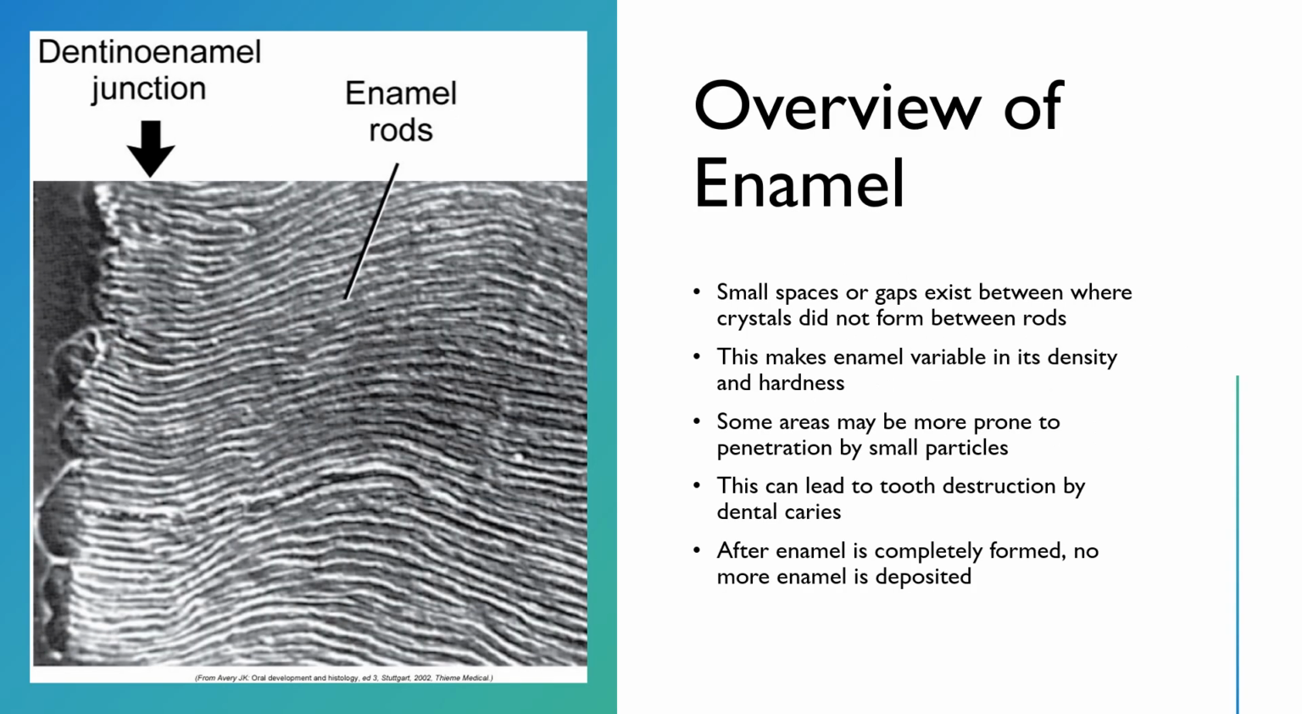Now there are also some small little gaps that will exist in between these rods where crystals didn't form. Okay, so there can be these little gaps. Imagine if these were little layers or little rings, but sometimes there might be these tiny little minute gaps. And this is what can make enamel a little bit variable in its density and its hardness.